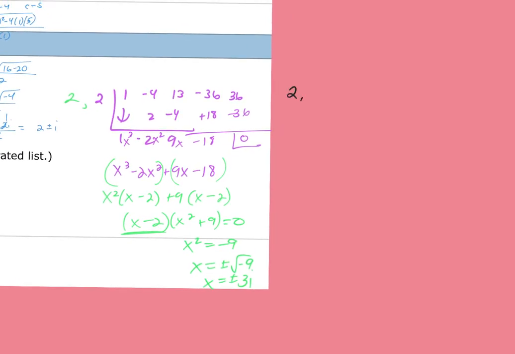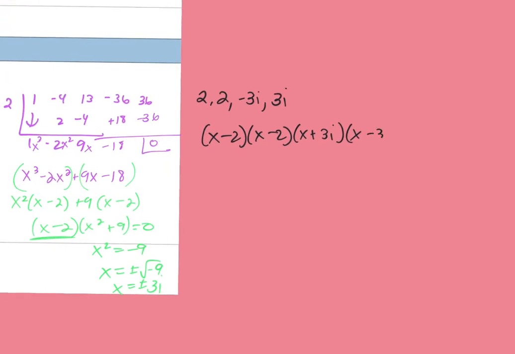So I have 2 twice, which you're going to see today why that's important, and I get x minus 2, x minus 2, x plus 3i, and x minus 3i. When you're listing them here, you don't need them both. When you're listing them there, you need them both. But you're going to see today why it's important that there's 2. It doesn't hurt to put both, but you'll get points taken off if you don't have it in the linear factors.